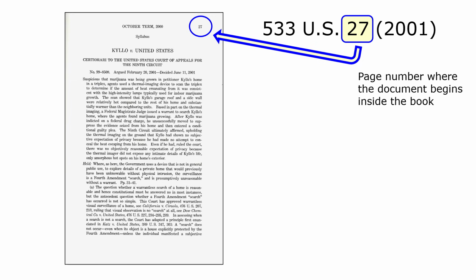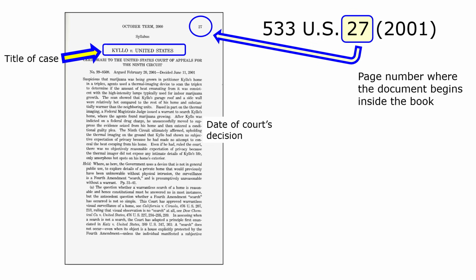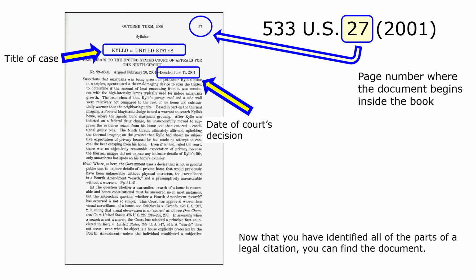Some other information you'll want to look for when you find your page is first the title of the case, which tells you the names of the two parties or more who are involved in the lawsuit. In this case, it is Kylo versus the United States, and the date of the court's decision, which is located right underneath the title, and it tells you here it was decided June 11th in 2001.